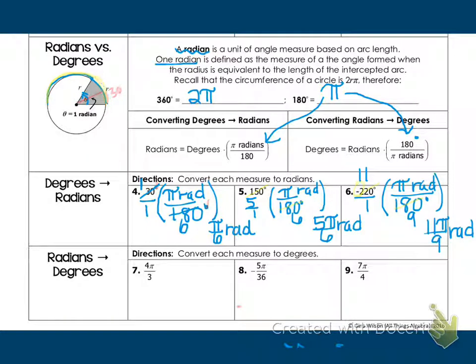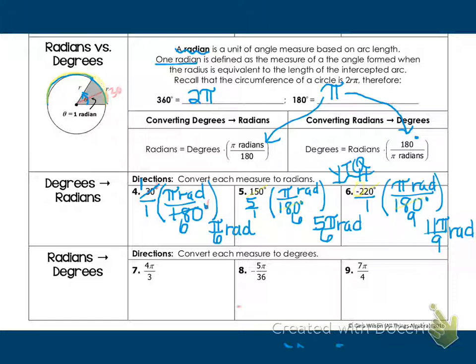So thanks for giving that one a try. That turned out to be negative 11 pi over 9. Both negative 220 and 180 were divisible by 20, so I was able to reduce that fraction down to 11/9.